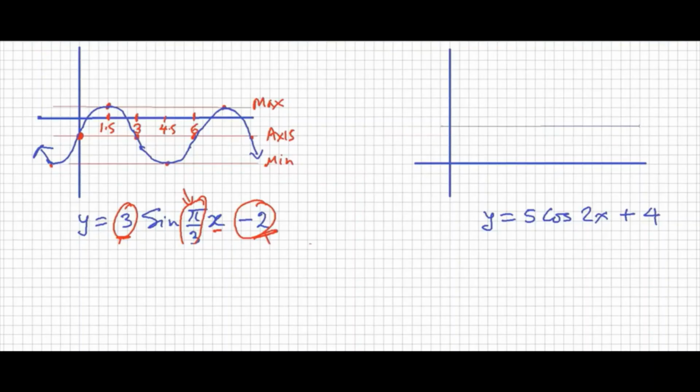Now we should go to maximum. Maximum is 5 because the amplitude is 5. So it should be 5 above the axis. Maximum should be 5 above axis, so 5 plus 4, 9. So the line should be at 9.